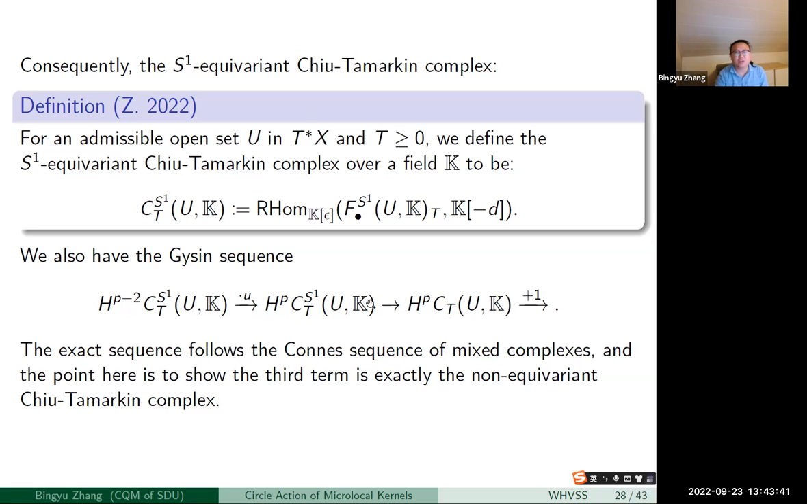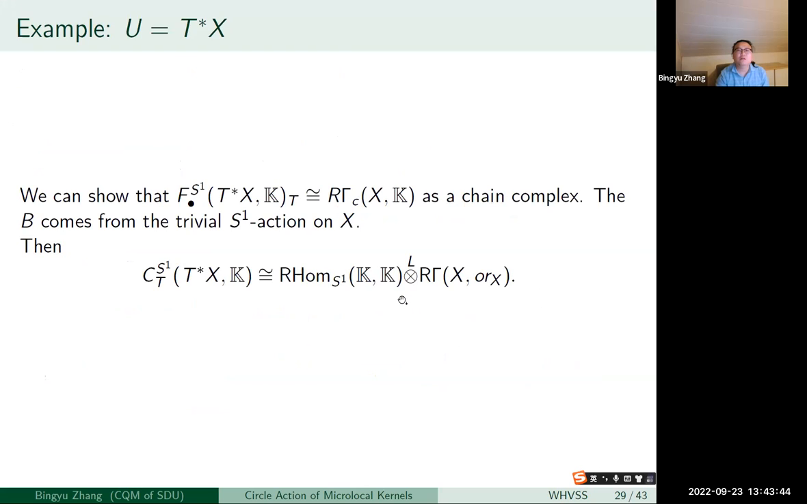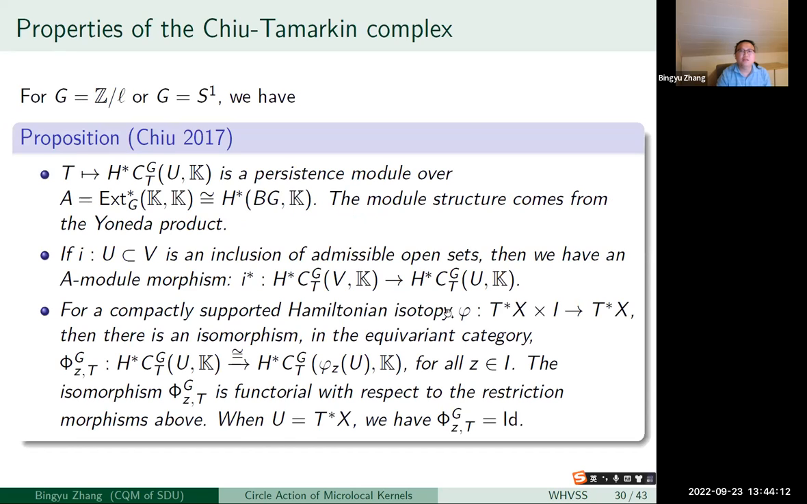Okay, so we have a Gysin sequence here, and now as usual we still consider the whole cotangent bundle case. We show that the complex has nothing but the complex of exploded cohomology, and the trivial S1 action gives us a zero Connes operator, and then we got this computation. Now let me tell you some properties. Yes, it is a bit long, but it's not hard.